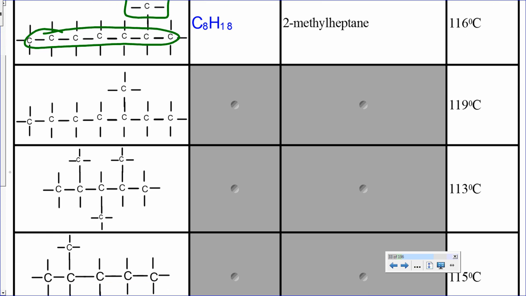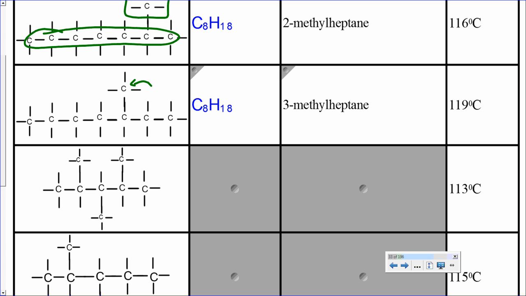Now our next molecule up here, again, 8 carbons, 18 hydrogens, no surprise there. This molecule just has that one branch that we actually just moved over 1. So if you want to compare it to the molecule above, we just have a branch we moved over 1. So now it's called 3-methylheptane. But look at the change in boiling point. How weird, it went up 3 degrees.